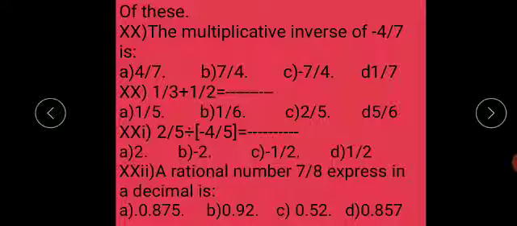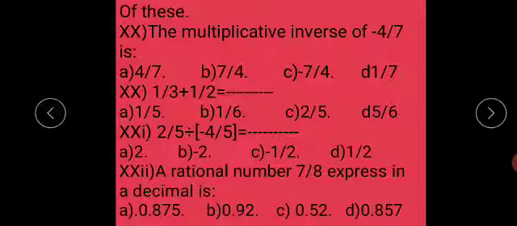21st part is 2 over 5 divided by minus 4 over 5 is equal to 2, minus 1 over 2, and 1 over 2. You have to solve it in rough work, then you will find the correct answer.